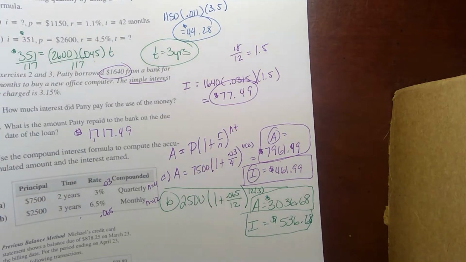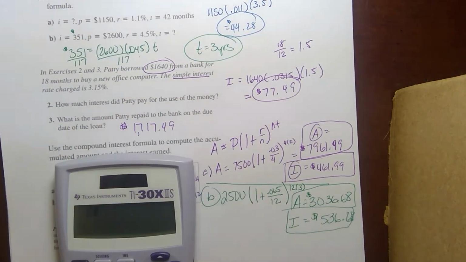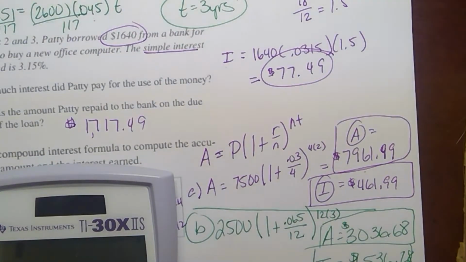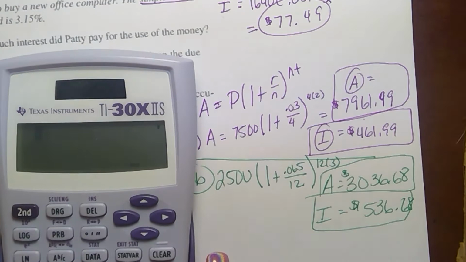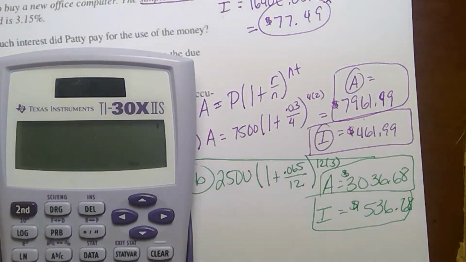Let me try one more time to see if you can follow me plugging things into my calculator. Maybe you can see it a little better than I think you can. Okay, so we're going to be doing B. I'm going to start on the inside because this is the way I like to do it. I'm going to start with the 0.065 divided by 12. I add 1 to that. Then I take that value and I raise it to the 36th power. And the last thing I do is multiply by the principal. And then I round that to the nearest penny.